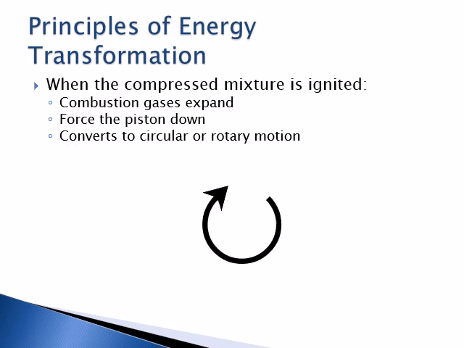When the compressed air-fuel mixture is ignited inside the combustion chamber, it produces a rapid expansion of hot gases. These expanding gases apply a powerful downward force on the piston, initiating the power stroke. As the piston moves down, this linear motion is transferred to the crankshaft. Through a system of connecting rods and crank throws, that straight-line movement is converted into rotary motion. This rotary output is what ultimately drives the propeller or other aircraft components.